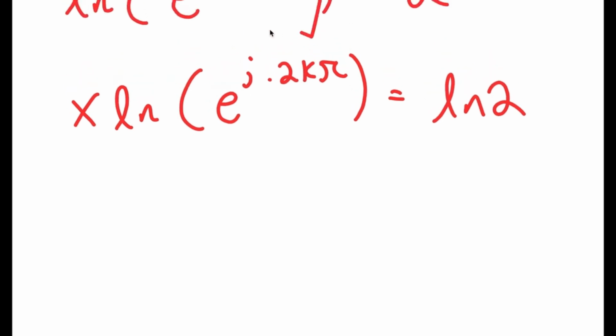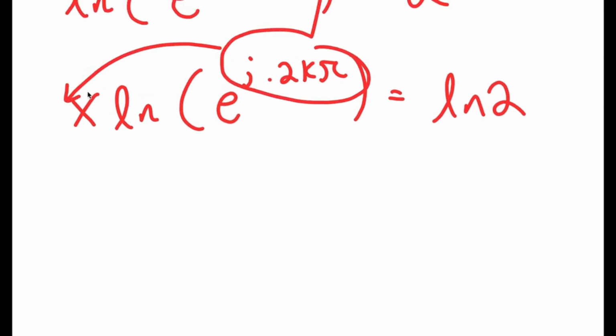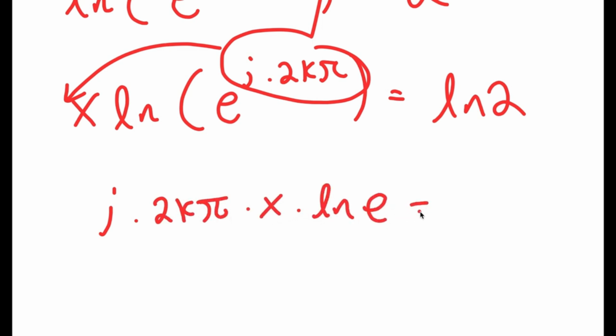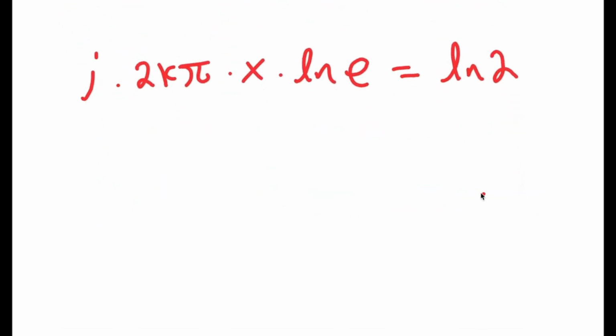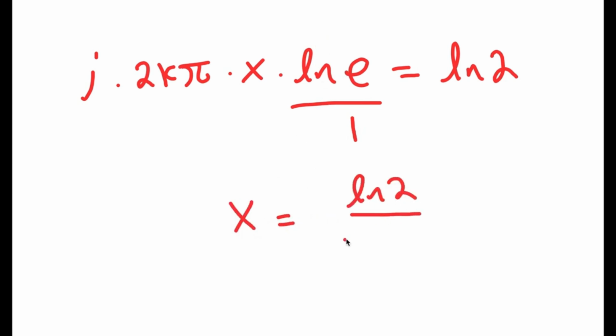I can also move i times 2k pi to the front. So I have i times 2k pi times x times ln e is equal to ln 2. ln e is simply equal to 1. So I get x is equal to ln 2 over i times 2k pi.